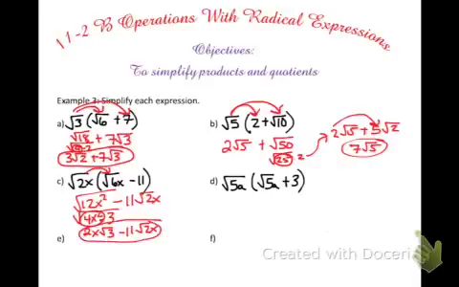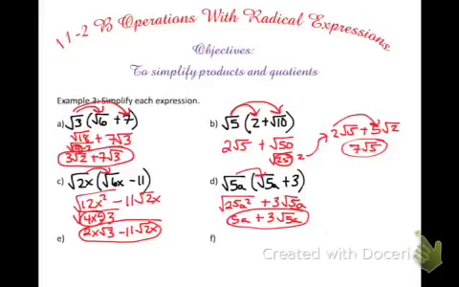Please try D by yourself. All right, so I have 5a plus 3 square root of 5a. All right, next section.